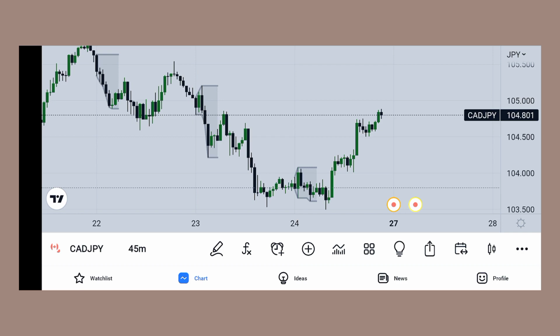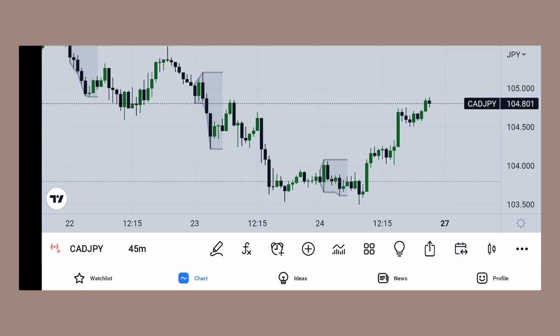So this idea can help you see how you can view price. Like I said, it doesn't happen every time, but when price is showing you a possible move, then it's going to be a huge profit for you. So our case study here is Canadian dollar versus Japanese yen.